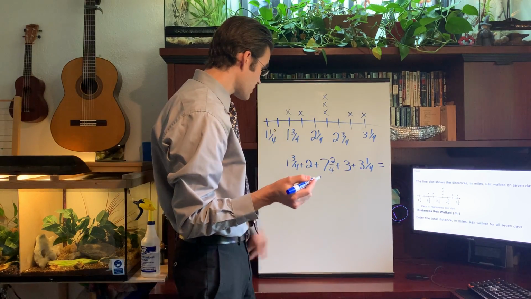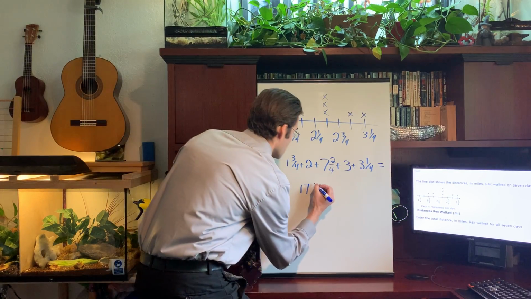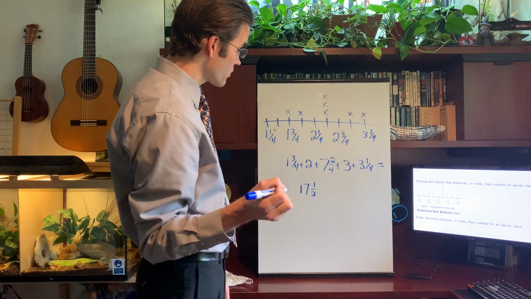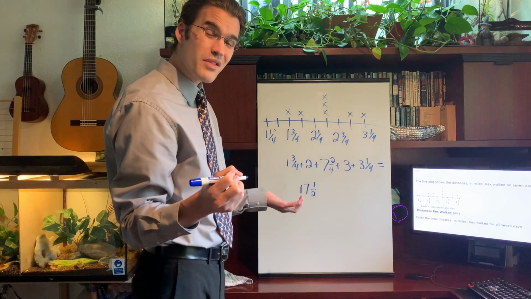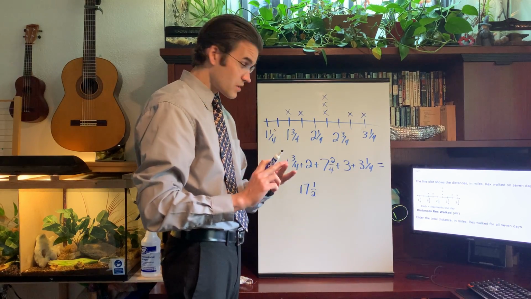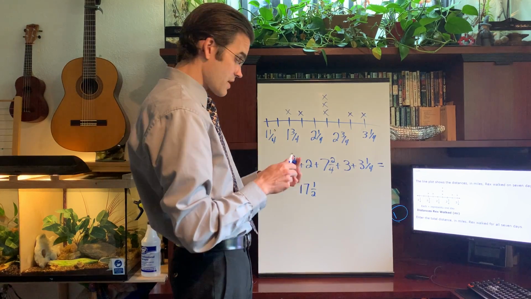And what do we have left? 2/4? Well, 2/4 is 1/2. Let's just add it on. 17 1/2 miles. It was a lot of steps, but none of the math was very difficult. Okay, easy fractions, easy addition. Just take your time when you get to problems like this, okay?